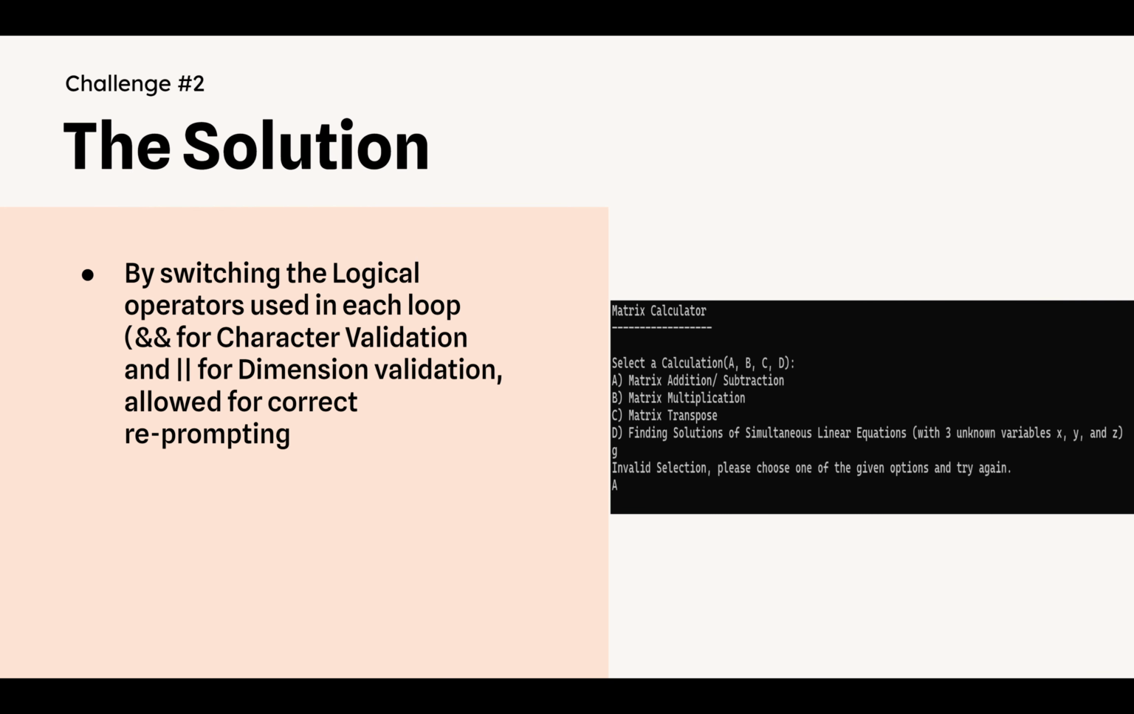The solution I found was by switching the logical operators that I used in these loops. So I switched to the AND operator for character validation and the OR operator for dimension validation. It allowed for correct reprompting.